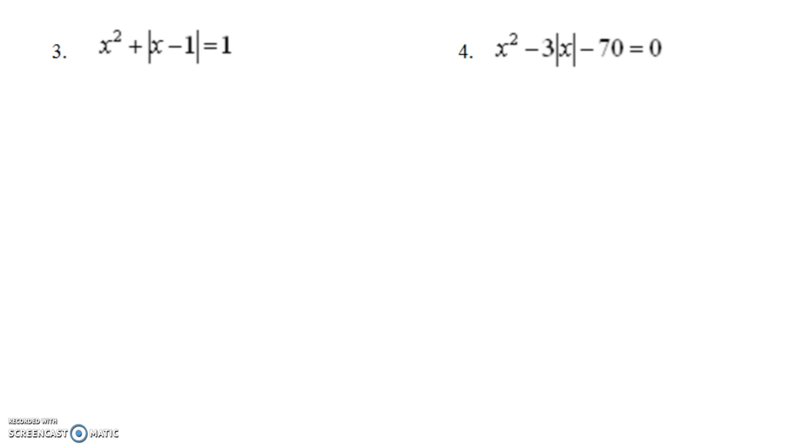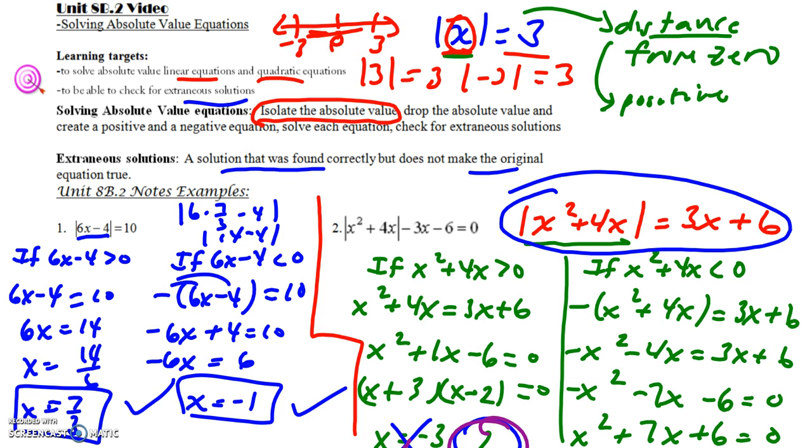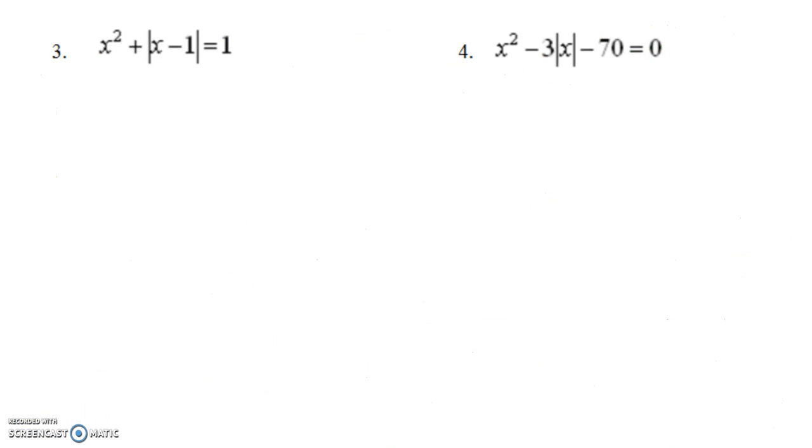The next two examples I found I think are very good because you need to be able to isolate the absolute value bars and then do the two cases like here. So number 3, the first thing I would do is isolate the absolute value bars and subtract the x squared to the other side and get 1 minus x squared. Then you can apply your two cases. So this is a good one to try.